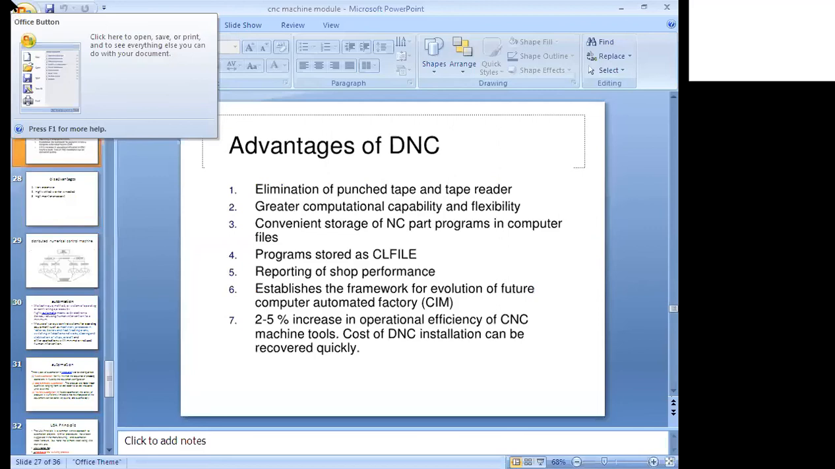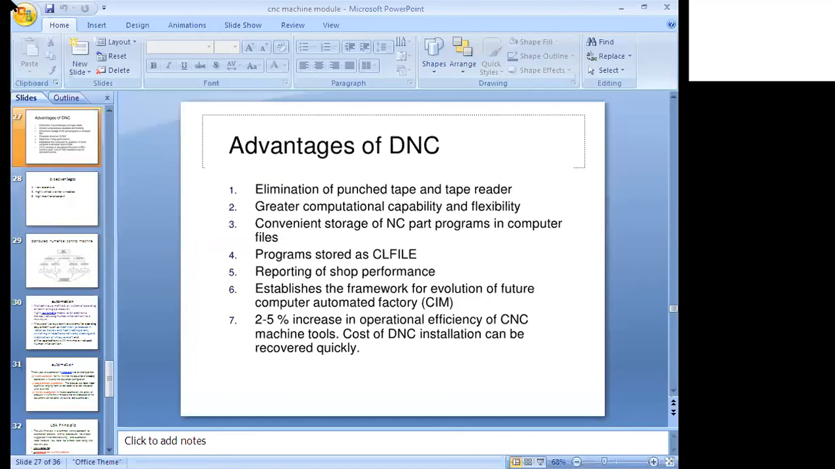Of shop performance. And the sixth one is establish the framework of evaluation of future computers. Here it means computer integrated manufacturing, which means automation. Whatever modifications we made in establishing the framework of evolution of the computer, in the olden days we did not use computer-based or machine-based manufacturing. When we start implementing DNC, computer integrated manufacturing will be implemented in the production field.